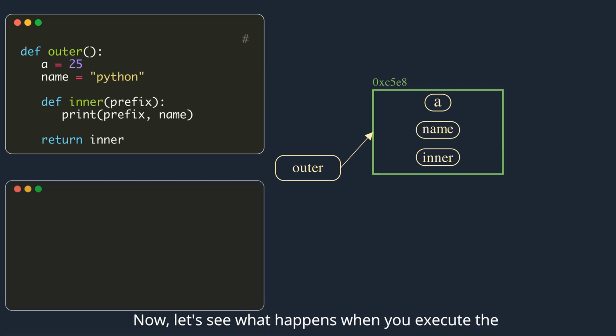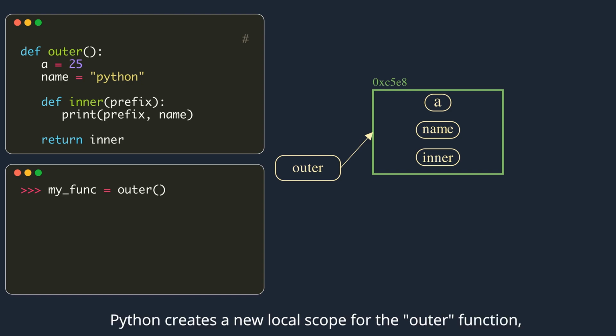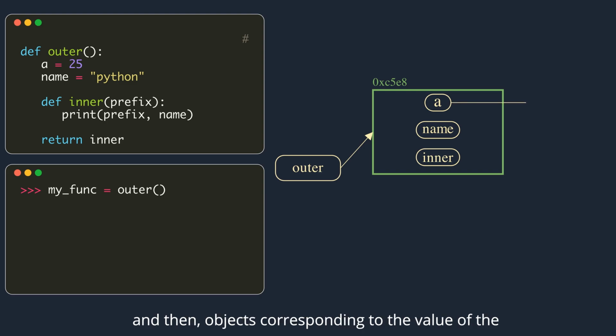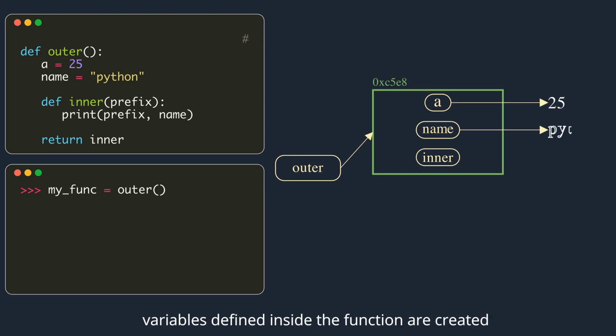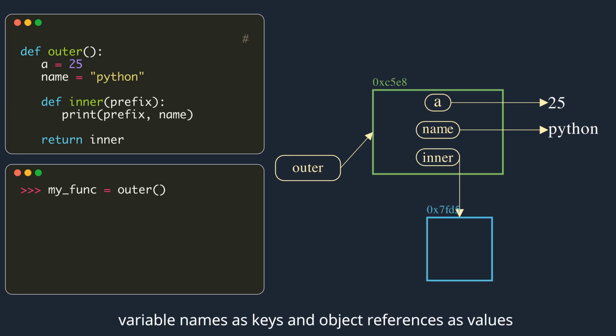Now, let's see what happens when you execute the outer function and save the return value in the my_func variable. Python creates a new local scope for the outer function, and then, objects corresponding to the value of the variables defined inside the function are created. The dictionary acting as the namespace of the outer function's local scope will have variable names as keys and object references as values. I'm showing 25 and Python values directly here, but actually, they are integer and string objects created somewhere in memory with corresponding values.